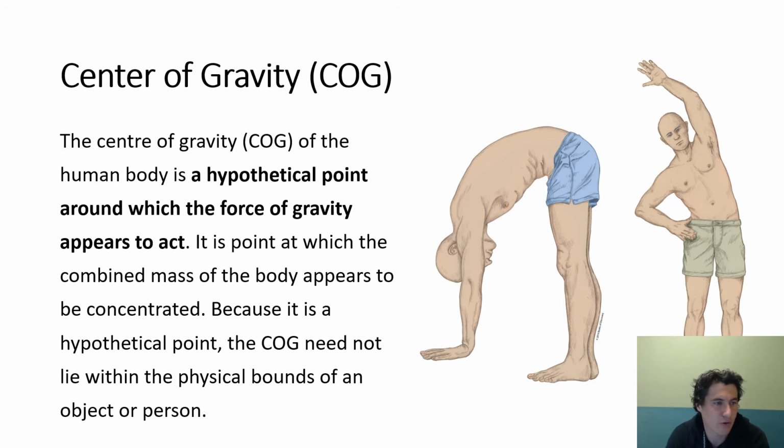Okay, so center of gravity is a hypothetical point around which the force of gravity appears to act. Within an object or within a person, it's the point at which the combined mass, the matter that makes up the person, appears to become concentrated. Because it's a hypothetical point, the center of gravity need not lie within the physical bounds of an object or a person, which means that it could lie outside of that person's physical mass.